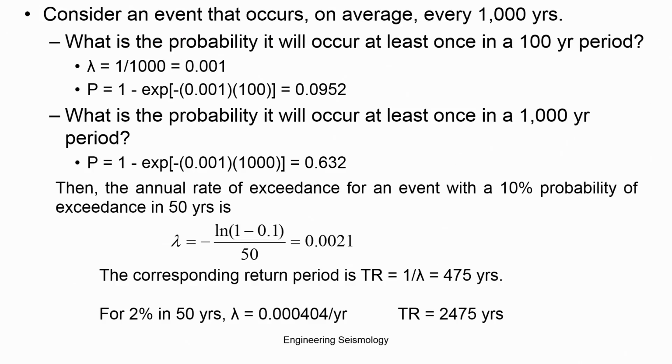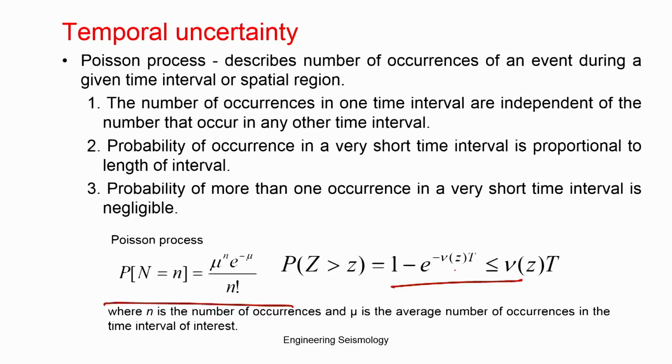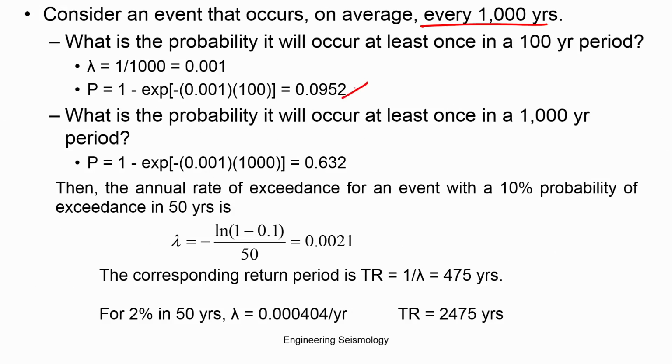So what is the probability of occurrence at least once in 100 years? Consider an event which occurs on average every 1000 years. What is the probability of occurrence in 100 years? So lambda is equal to 1 by 1000, which is 0.001. So P is 1 minus exponential of minus lambda T. That is what is given here, so you can see that you get this value. This is the probability of occurrence in 100 years.